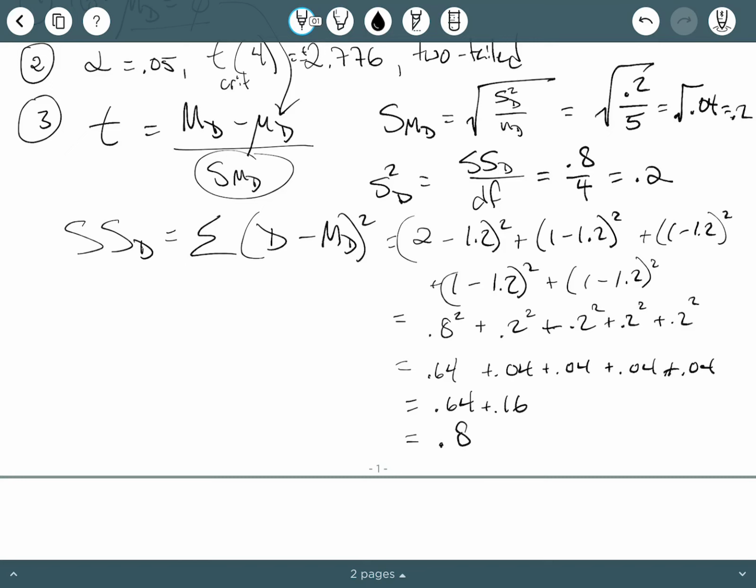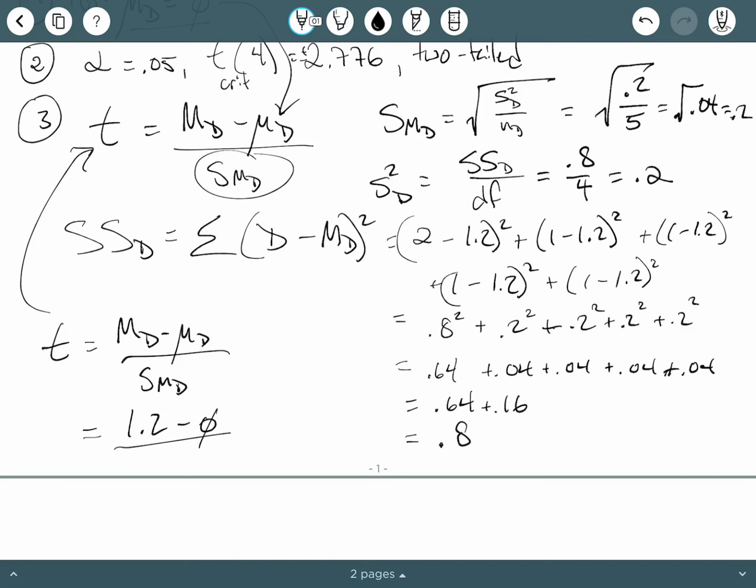Okay, now we can plug our estimated standard error of the mean difference scores into t and get t. T is that mean difference score minus the population mean difference score divided by the estimated standard error that we just calculated. That's our mean difference score of 1.2 minus our hypothetical population mean of 0 divided by 0.2. Well, 0.2 goes into 1.2 6 times. Right? That means that t is 6.